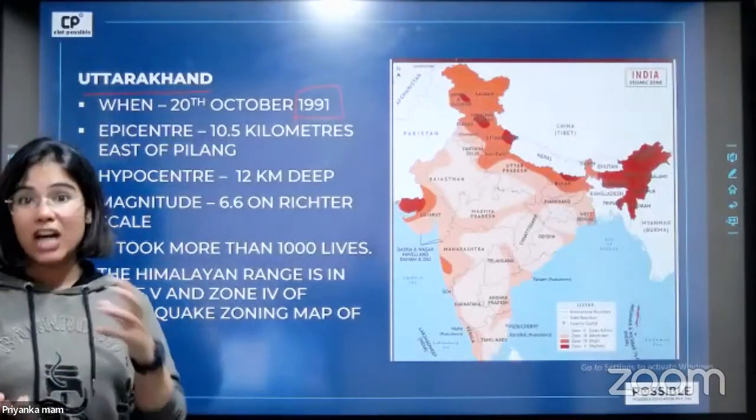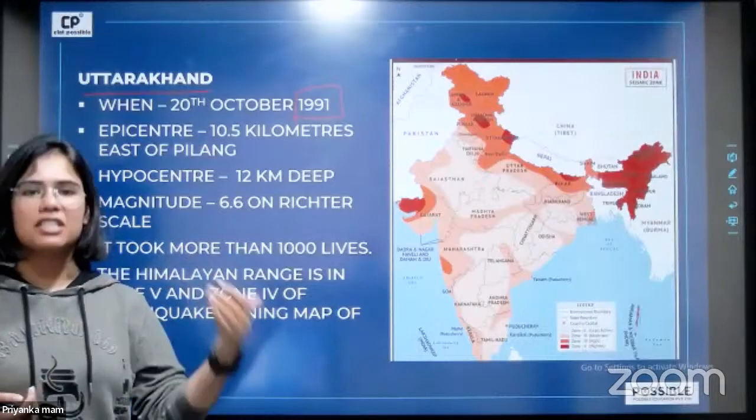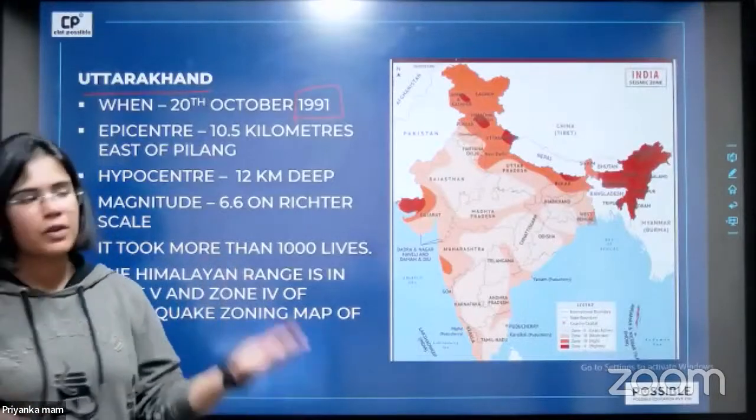Bihar में से झारखंड, है ना? मध्य प्रदेश में से छत्तीसगढ़, and उत्तर प्रदेश में से Uttarakhand.